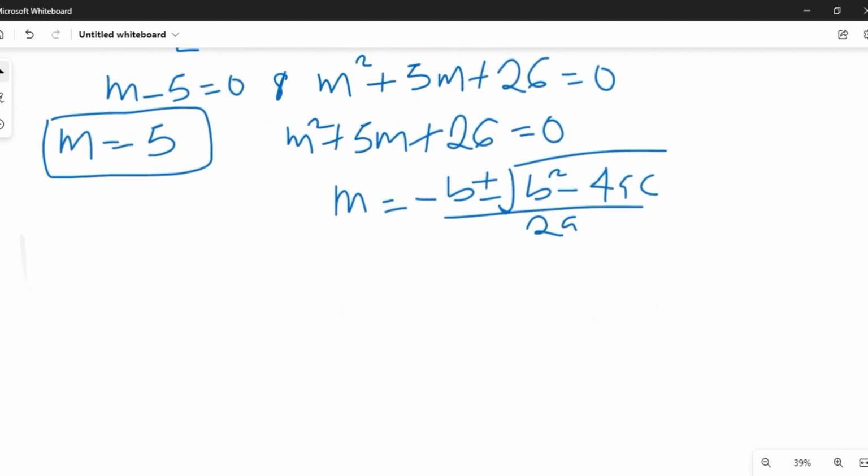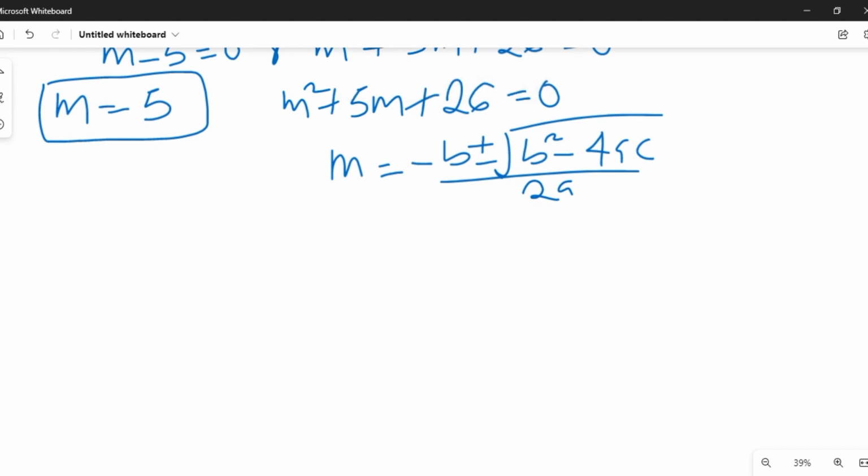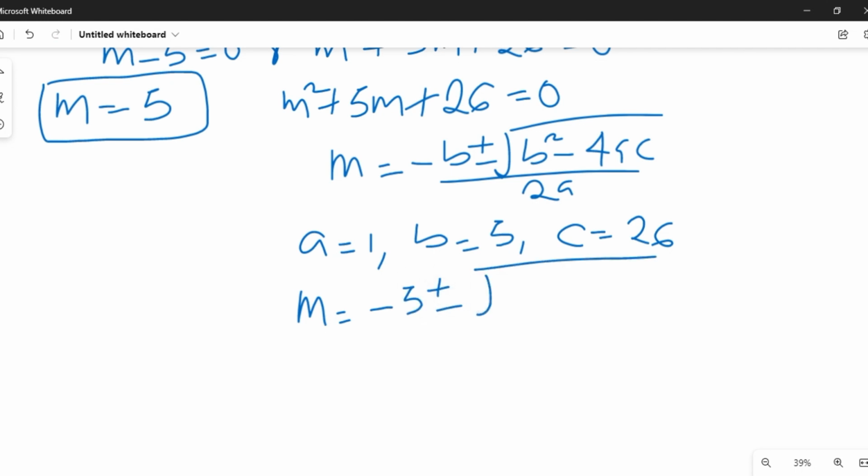And in this aspect, our a is equal to 1, our b is equal to 5, and our c is equal to 26. Now to solve this, we'll have our m equal to minus 5 plus or minus the square root of 5 squared minus 4 times 1 times 26, all over 2 times 1. So if we multiply that, we are going to get a definite solution. And what will our solutions be?